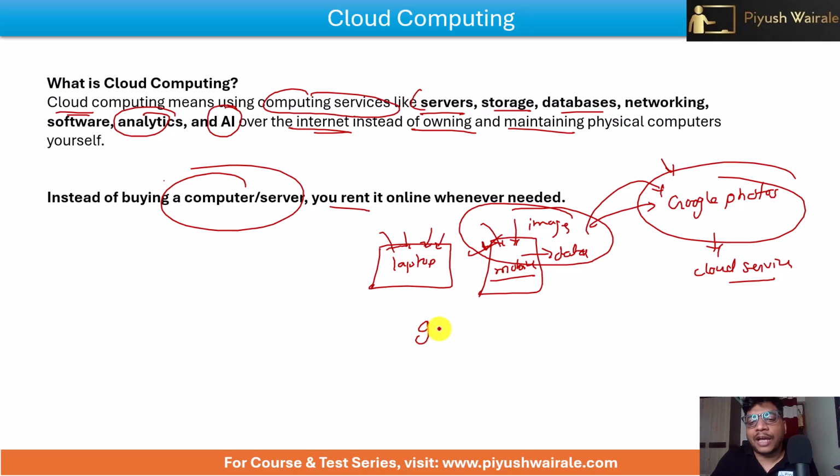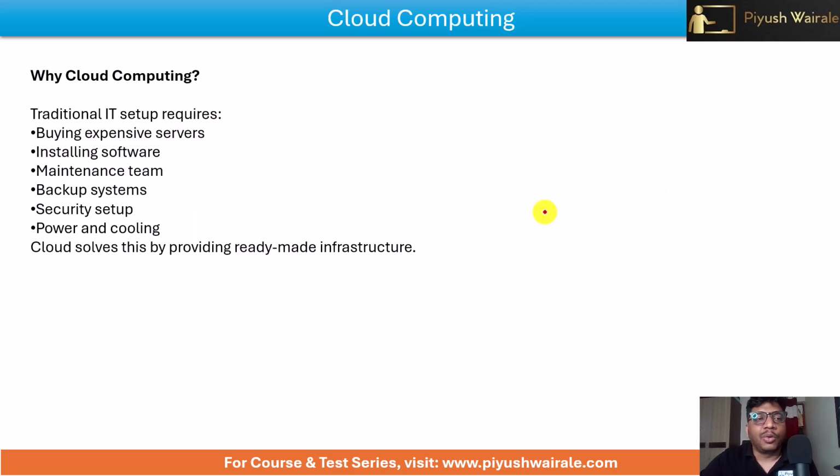Similarly, we have Google Drive as well. We are storing our files in Google Drive instead of the laptop so that we can access them from anywhere. So the main advantage is that I can access my data from anywhere in the world. Even though I don't have my system with me, I can still access my photos. I can still access my files anywhere in the world using any system. So that's the advantage of cloud computing. Google Drive and Google Photos are examples of cloud computing. I hope you understand this now. Now what's next? Next is why cloud computing.